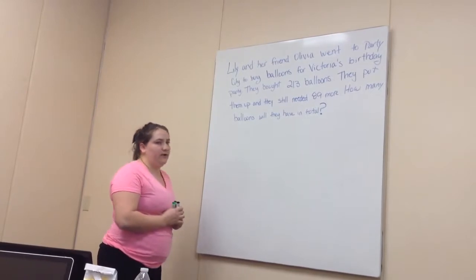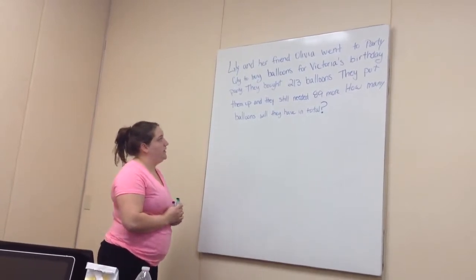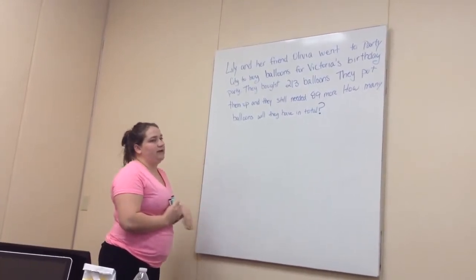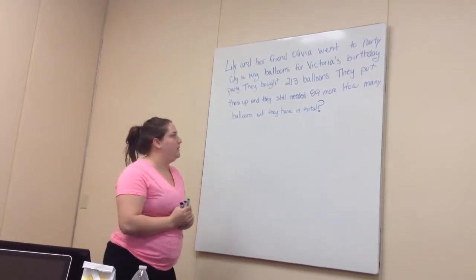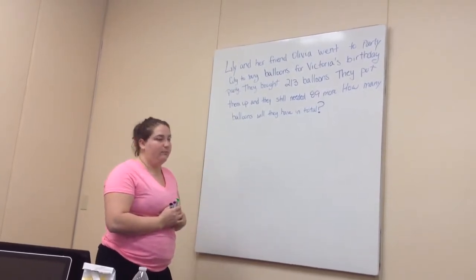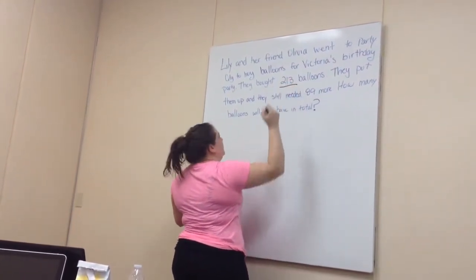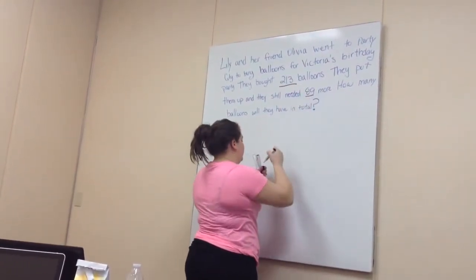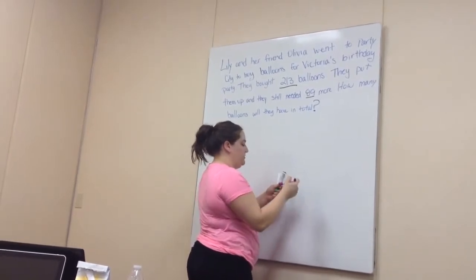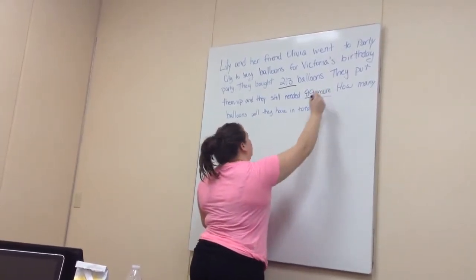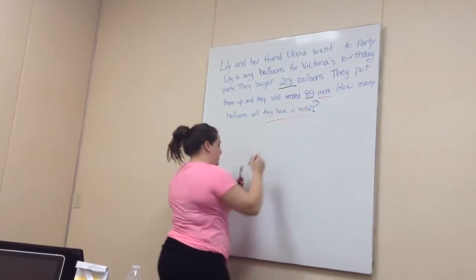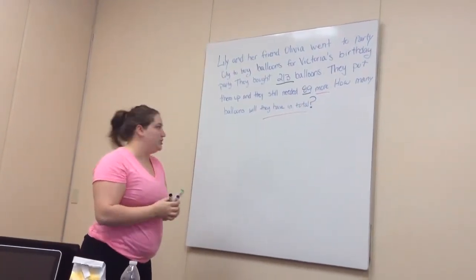This is a problem that I would do with my second grade class, so we are going to underline the important information, that way we have it in order to solve the problem. So what we're going to take is the 213 and we're going to do 89. What tells us what we need to do is "more" and "how many they have in total." So that's going to tell us that it's an addition problem.